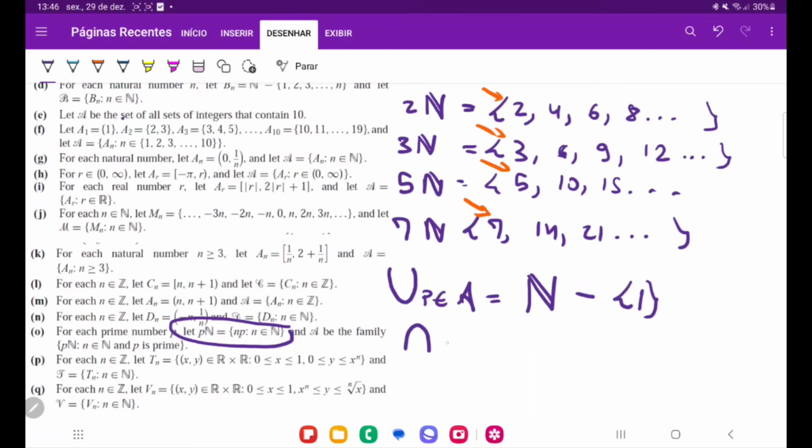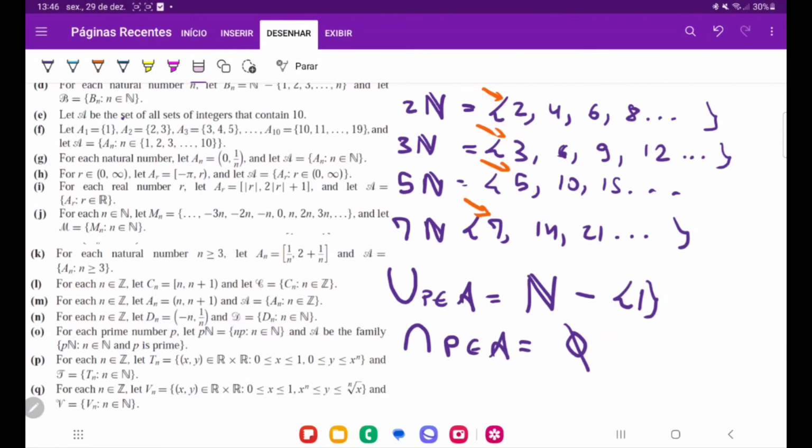And then what about the intersection? Well, since these are multiples of primes, there's no one number that's going to be in all of them, because by definition we're looking at multiples of primes. So if you, for example, take all of these and then keep expanding them, you would not be able to find one number that is common to all of these. So that's just going to be empty. And that's it for item O.